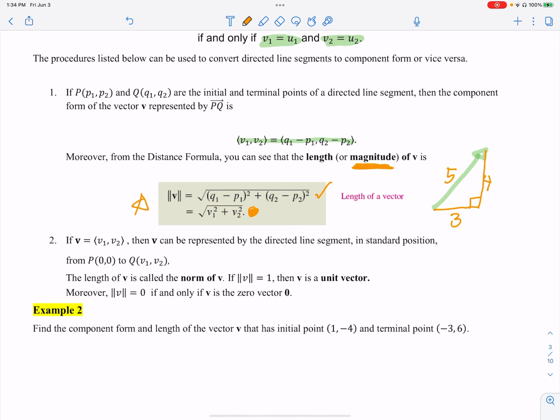We are going to do this practically this whole chapter that we're going to do with vectors. We're going to do it every single section. So to find the magnitude of a vector, that's how we do that. I'll give you an example down below.